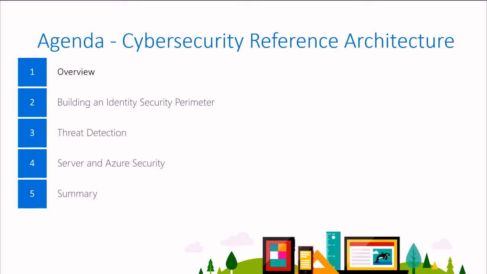Then we'll be talking about how to build an identity security perimeter, really taking those building blocks and how do you build each one of those and which ones to focus on. The third module will be on threat detection, where we talk about threats and then how do you address that from a strategic perspective and what are the components of the reference architecture that add to that and bring it to life essentially. And then we'll talk about server and Azure security, really foundational components. And then the last piece we'll summarize it up and close it out. So with that, let's go ahead and get going.